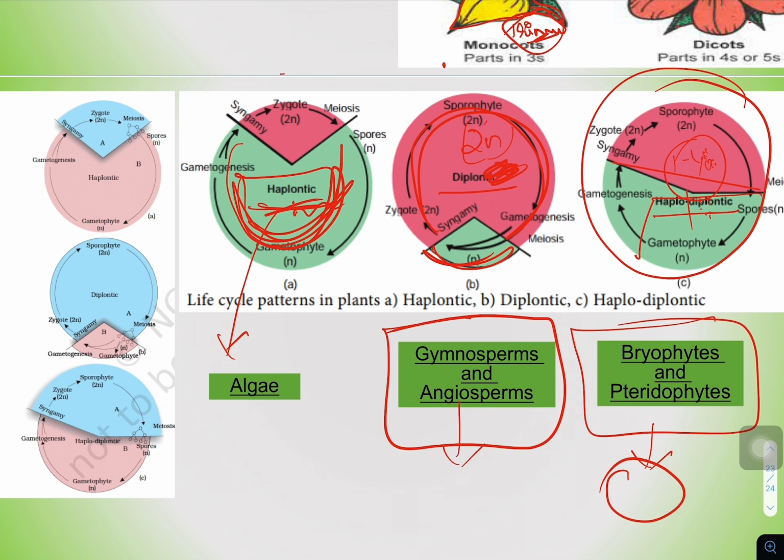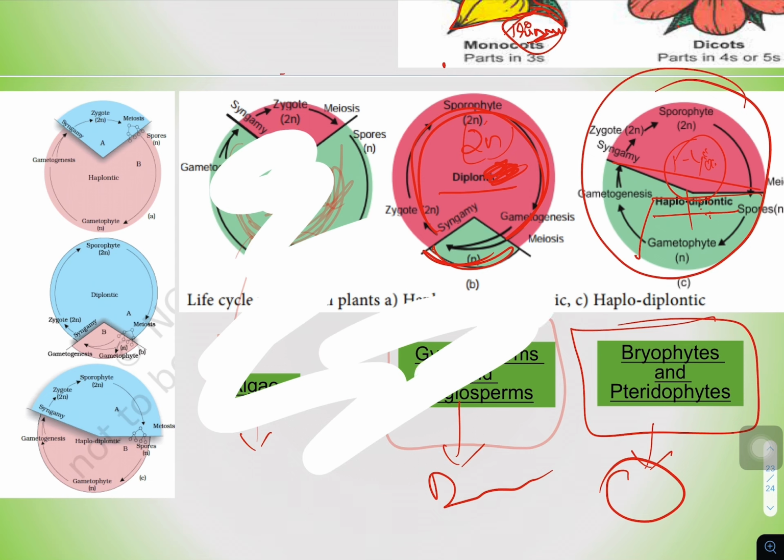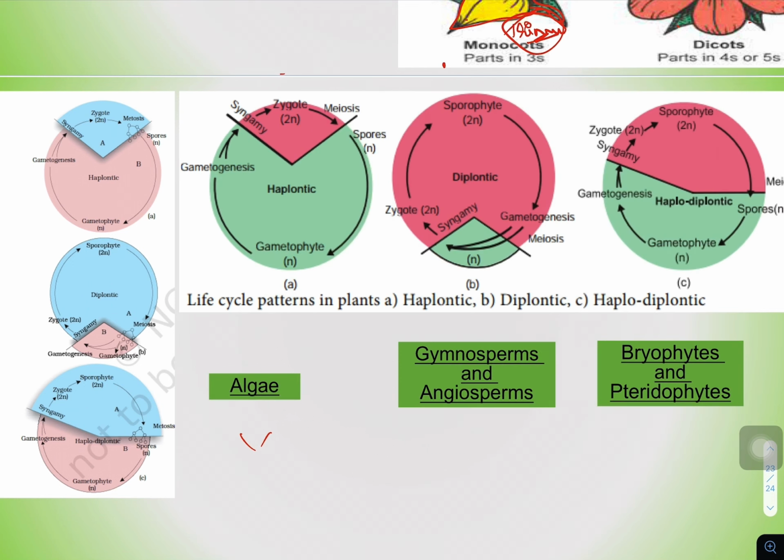Gymnosperms and angiosperms have diplontic life cycle, and algae have a haplontic life cycle. Always remember, the gametophytic phase is always haploid, the sporophytic phase is always diploid. Gametophyte gives rise to sporophyte and sporophyte gives rise to gametophyte.